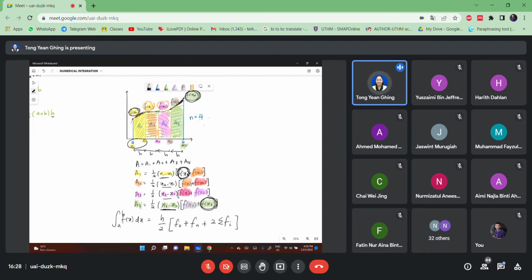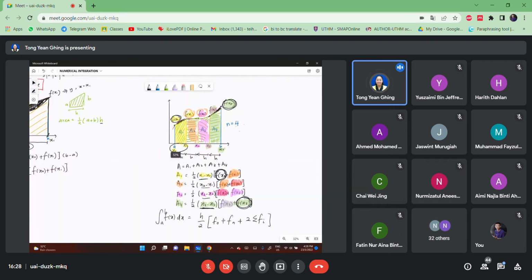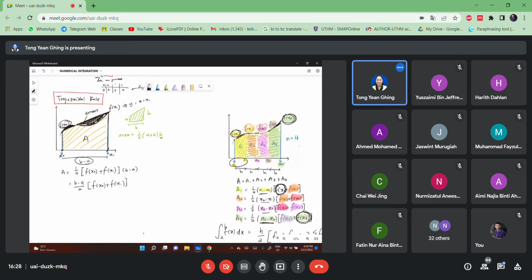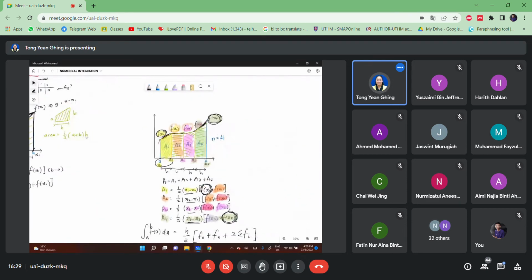Okay, so this is the formula for the trapezoid rule. The trapezoid rule can be one segment, but when we want to make the error smaller, we can divide into a few segments.